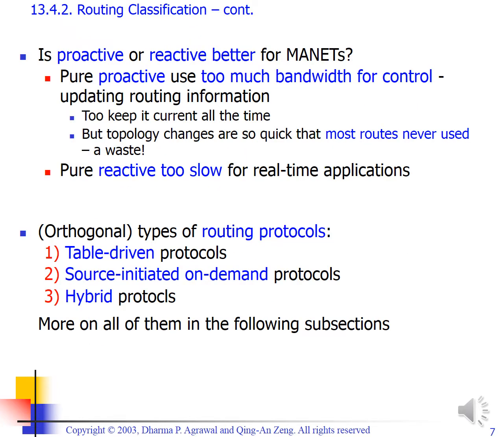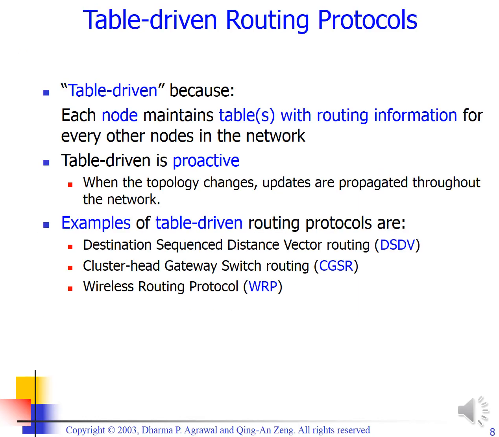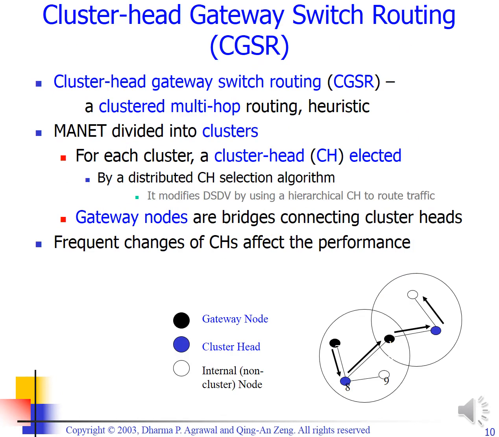So whether proactive is better or reactive is better: proactive uses too much bandwidth for control, updating routing information to keep it current all the time. If the topology is never used, pure reactive is slow. So for real-time applications, proactive is better. The routing protocol types are table driven, source initiated, and hybrid protocols. One by one.